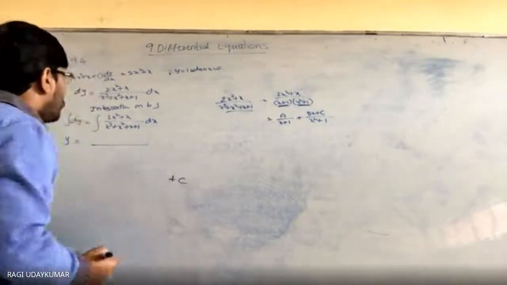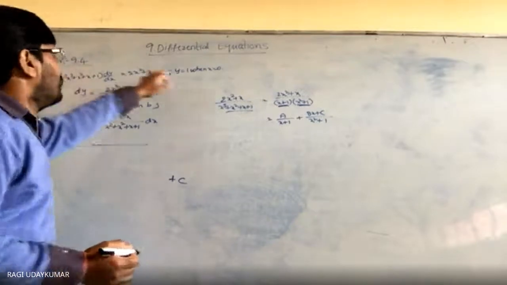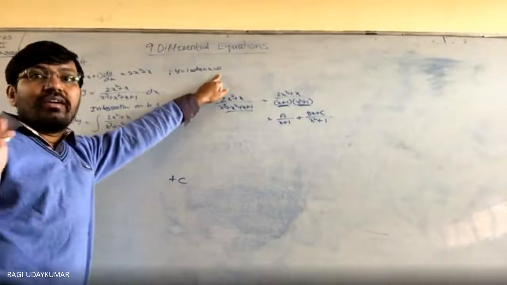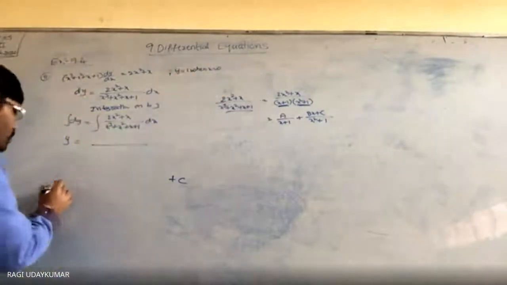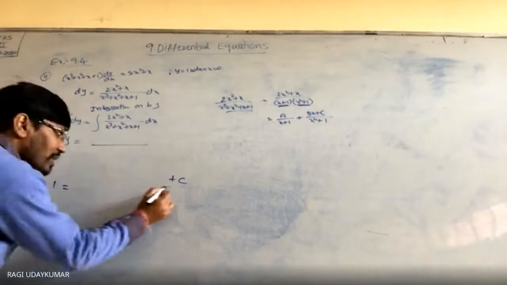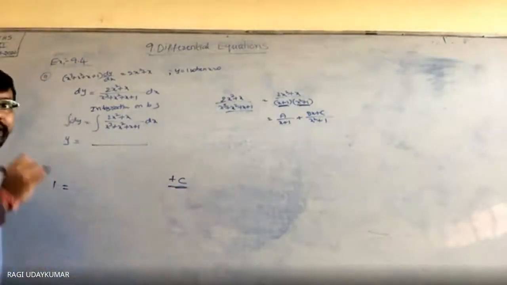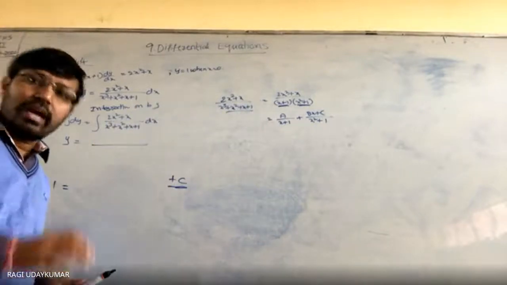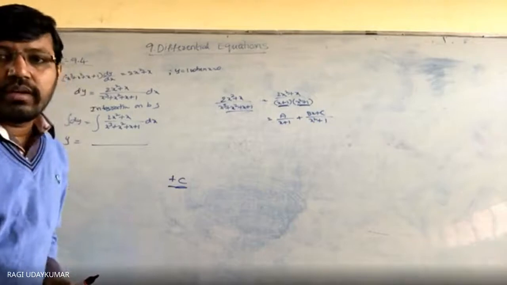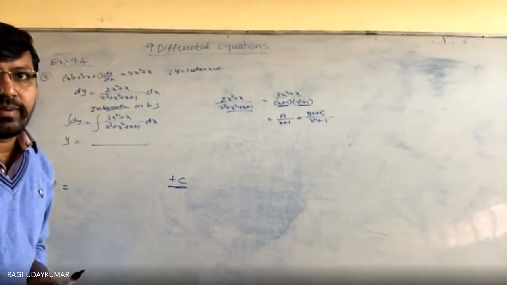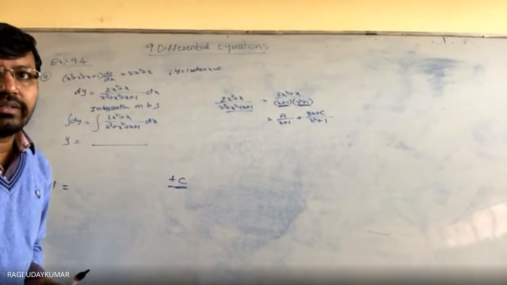And in this solution, you need to substitute y equals 1 when x equals 0. So y equals 1. Substitute y equals 1, and substitute the x value 0, so that you will find out the constant c. The problem is lengthy and it consumes more time, and you have to try it. I have given you a hint on the way you need to solve it. Okay, can you do it?